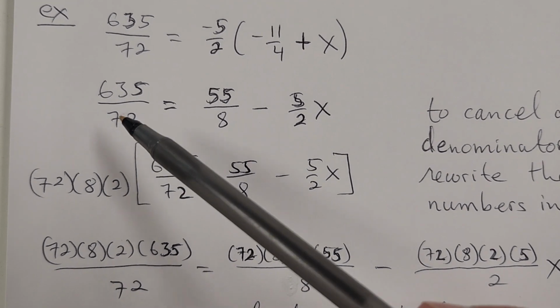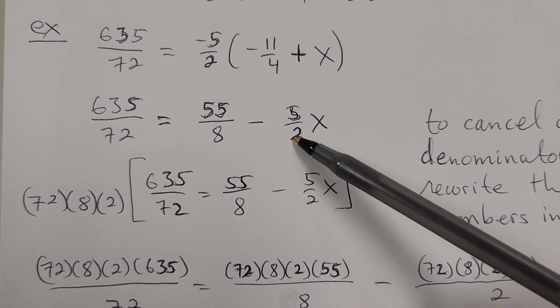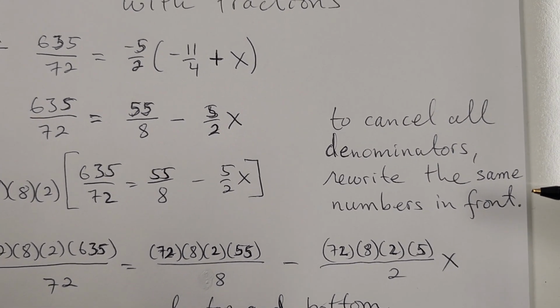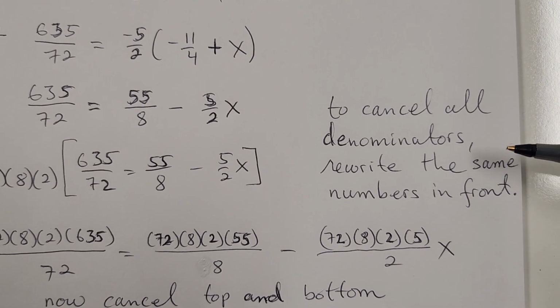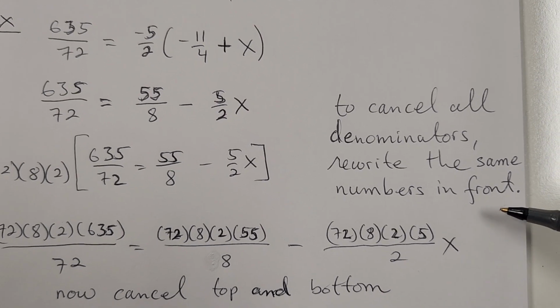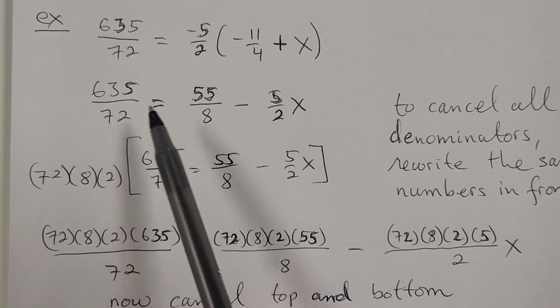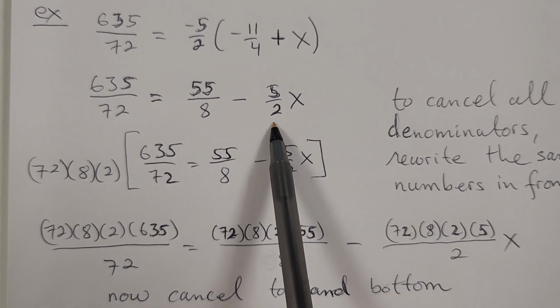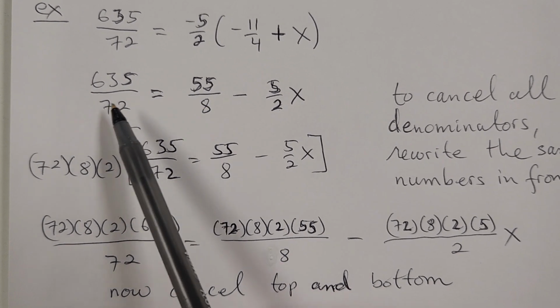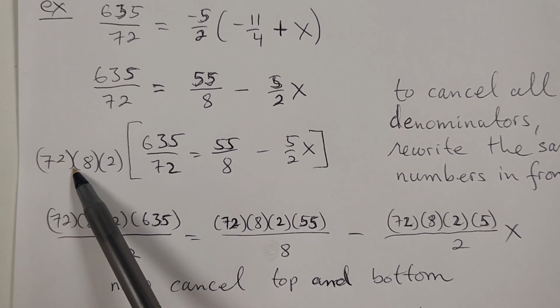Next, we want to get rid of these denominators. So 72, 8, and 2, and I wrote it over here. To cancel all denominators, rewrite the same number in front. Here I have 72, here I have 8, here I have 2. So use all three of these bottom numbers and put them in front.